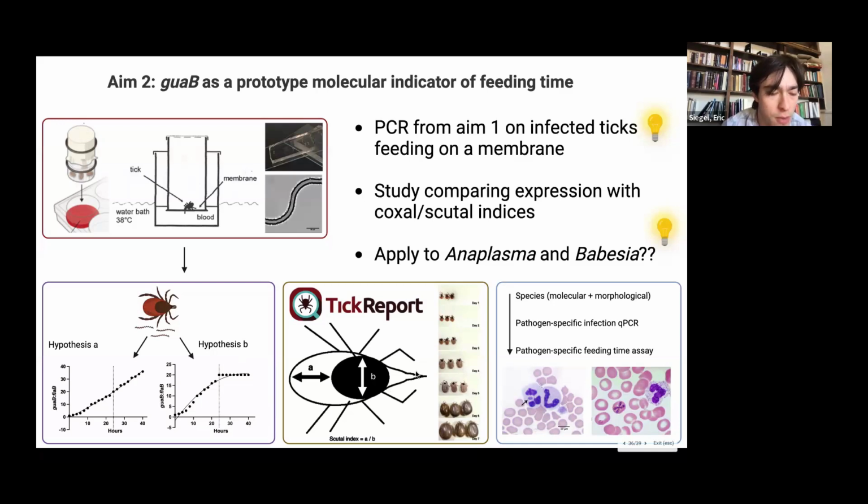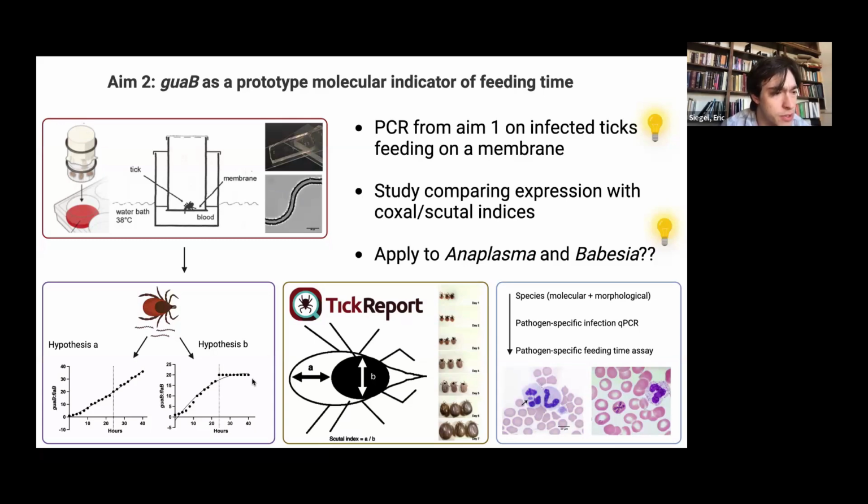So the hypothesis is that guaB starts being expressed as cells are exposed to the mammalian environment or are exposed to some kind of cue that tells them that they're going to be in the mammalian environment. And we expect the expression of guaB relative to some kind of housekeeping gene to either start going up and continue through the first couple of days or reach some kind of peak after a certain point. And in order to determine this, we can feed ticks on a membrane every hour or 2, remove these ticks, and use this qPCR assay from the first aim to look at expression.